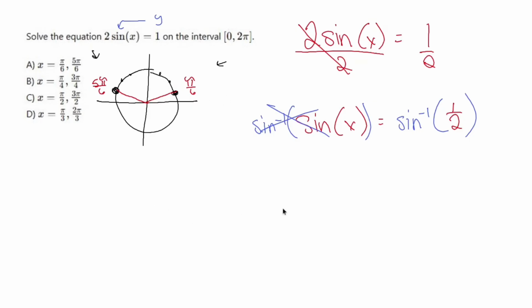So my answer is going to be x equals pi over 6, 5 pi over 6. And that's going to be A.